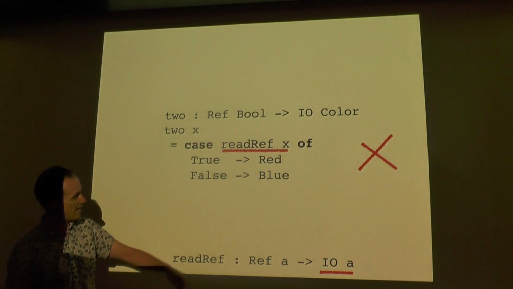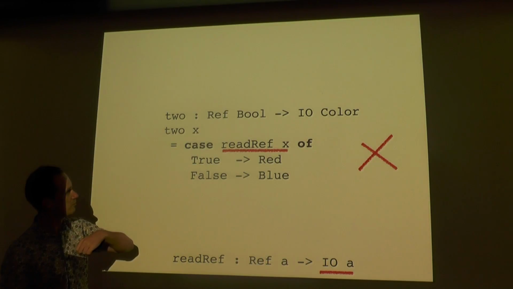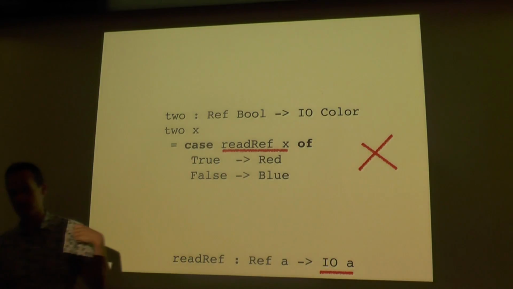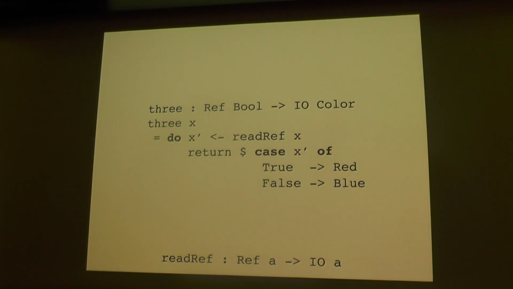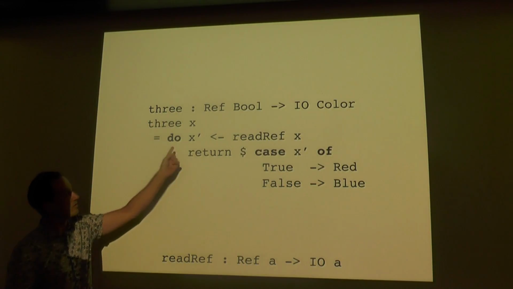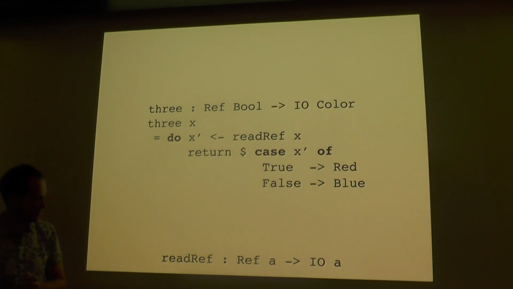ReadRef x, assuming x is a boolean, has type IO bool, but I can't do a case match against a bool. So this program has the type that I want, but I can't write it like I want it to. So it's less convenient than the impure one that we saw before. In Haskell, you have to use do notation. So I'm going to use do notation to write a monadic bind, which performs the computation, binds the result to x prime, and then do the case match on x prime.